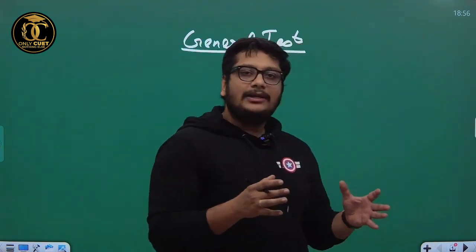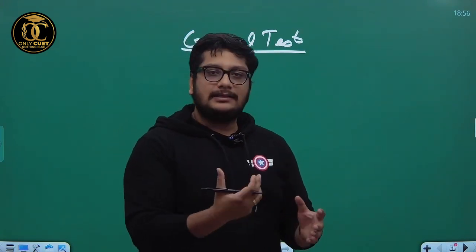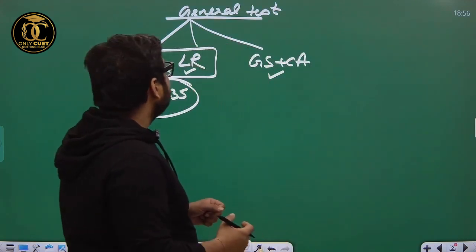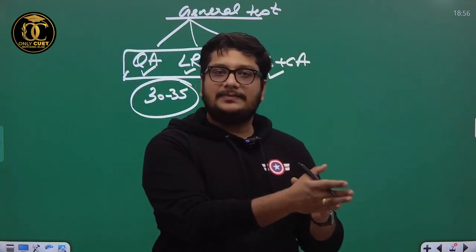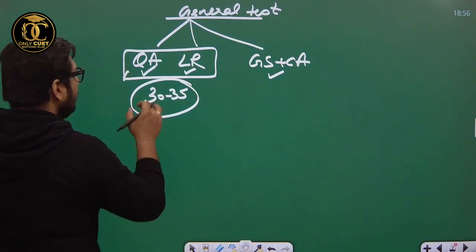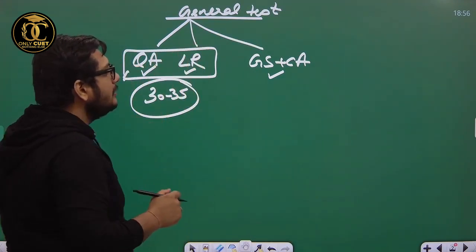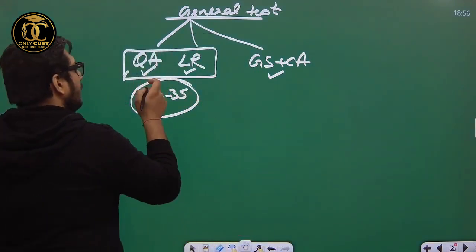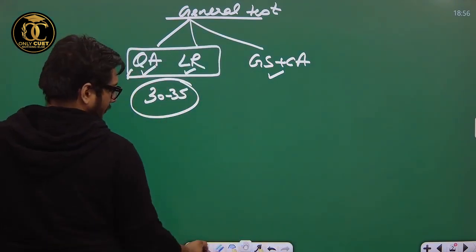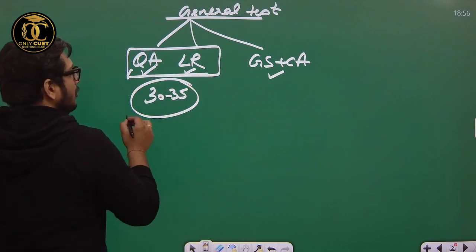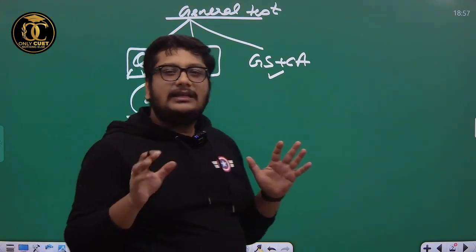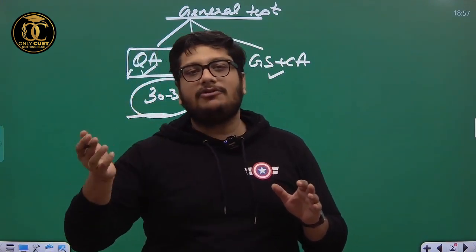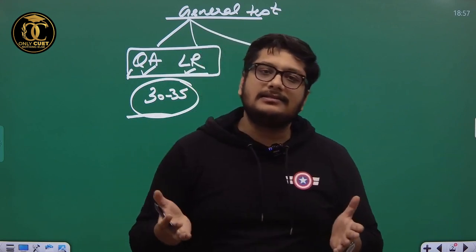So in this video, let us decode what exactly the syllabus is and which areas we're going to be focusing upon. First of all, in general test, we have three sections that we study. First is your quantitative aptitude section, then the logical reasoning, and then comes your general studies plus current affairs area. Now, among those, in this video, we're going to be focusing upon quantitative aptitude and logical reasoning section, which roughly gives you about 30 to 35 questions in your general test. Depending upon the shift or the year, the number varies, but it lies in this range.